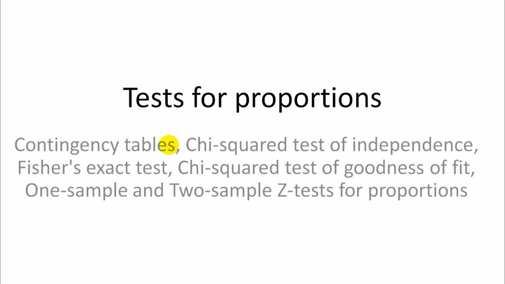So this is just a data preparation step that you have to do. And we'll cover a number of tests that are all good and important. So chi-square test of independence, Fisher's exact test for proportions, chi-square test of goodness of fit, and then a one sample and two sample z-test for proportions. So these are all slightly different, but they all have their uses and applications.